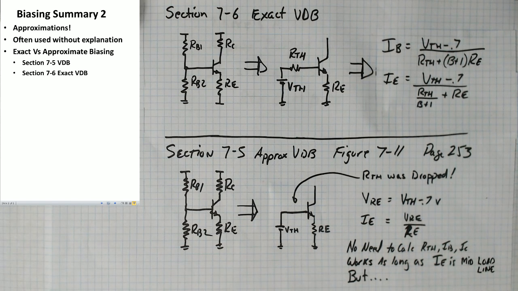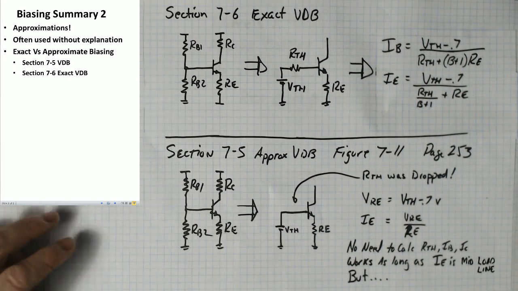So it seems like this could save you a bunch of work because I don't have to calculate RTH or IB or IC, and it works as long as IE ends up in the middle of the load line. Seems like I can get started pretty quickly with this method. However, there's a bit of a problem with this method.